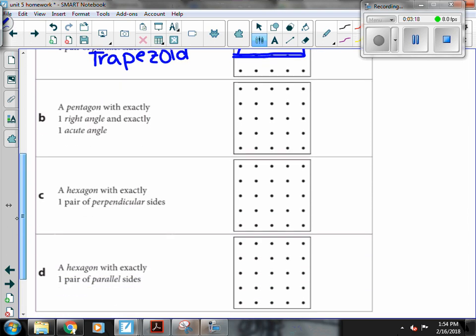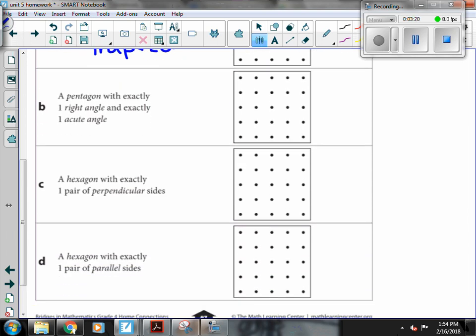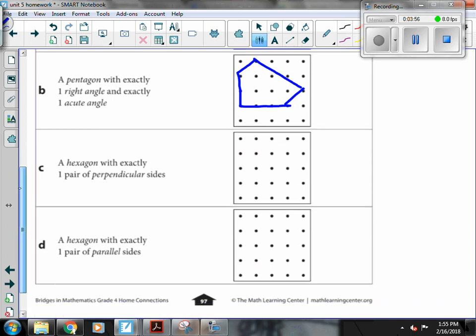A pentagon with exactly one right angle and exactly one acute angle. So I'll start with my right angle, and then it seems like I have to make an obtuse angle. An obtuse angle. And an obtuse angle again. So I have a right angle, 3 obtuse angles, and an acute angle. And that one's pretty tough to draw.